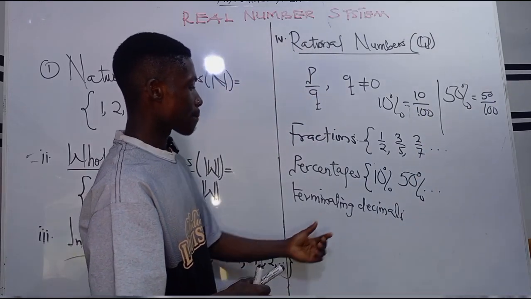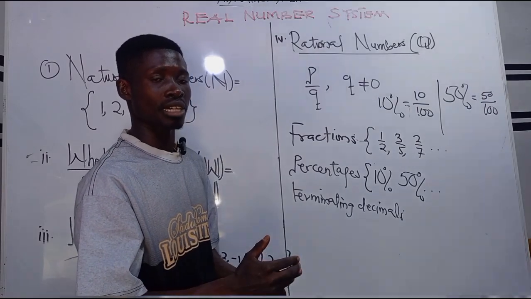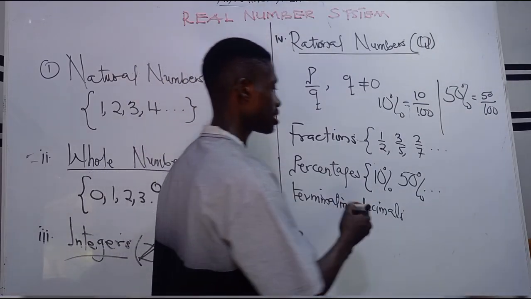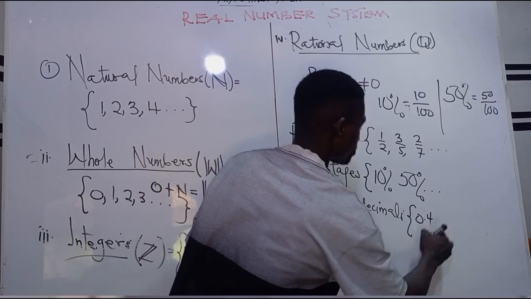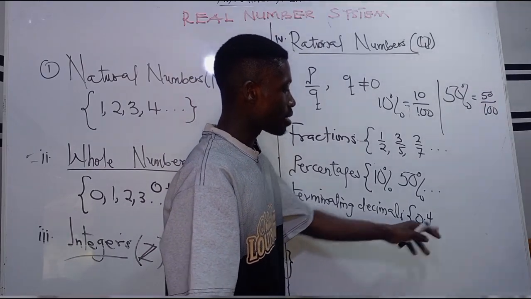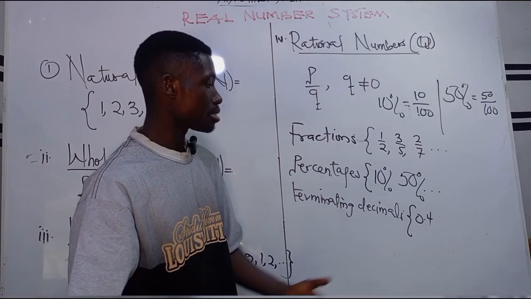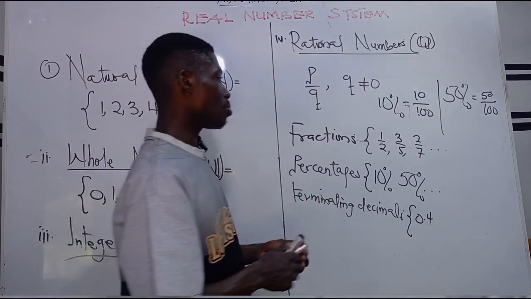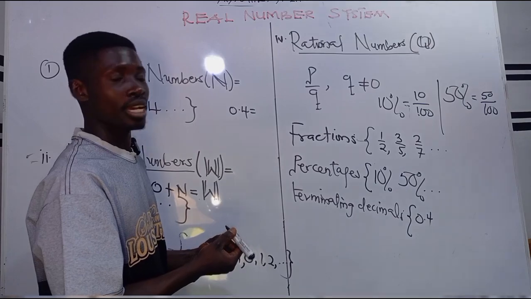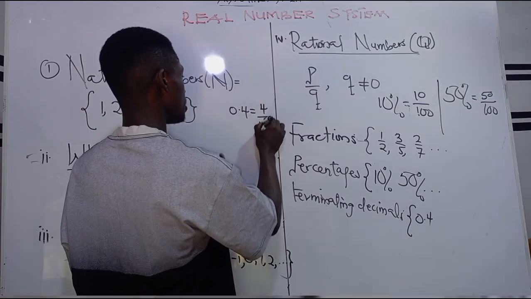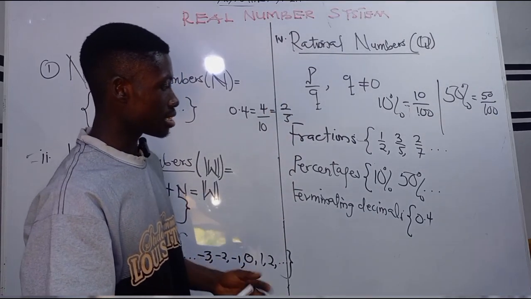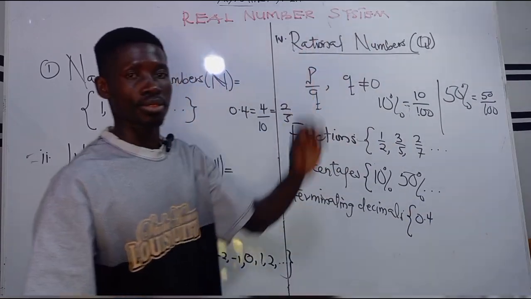We can also talk of terminating decimals. They are decimals that end or terminate. Examples of such decimals, let's say, 0.4. 0.4 is a terminating decimal. It ends at where? 4. And we can express terminating decimals as a fraction of two numbers. 0.4 can be written in a fraction form, and that is what? 4 over 10, which is the same as what? 2 over 5. So we can say that 0.4 is a rational number.